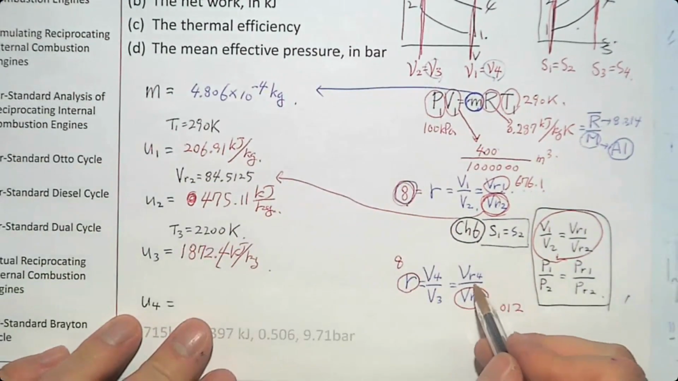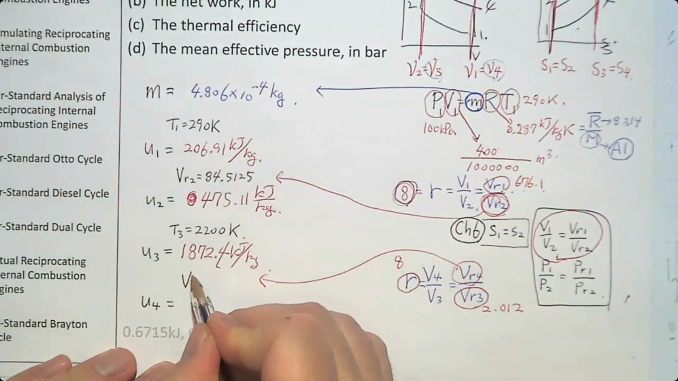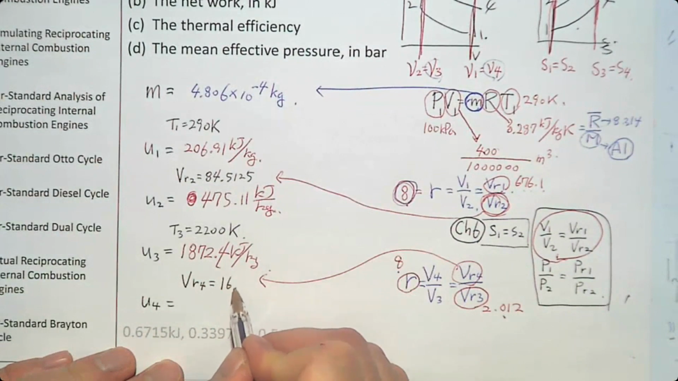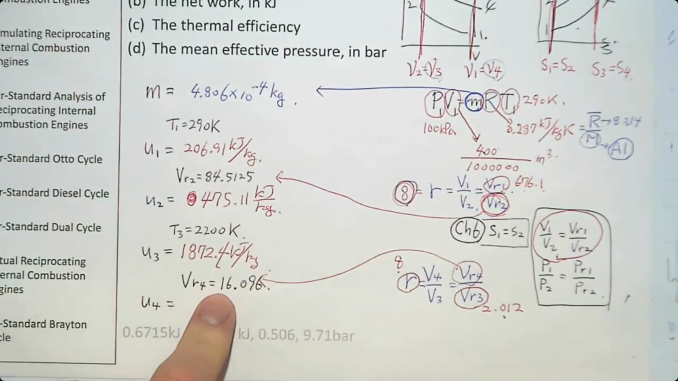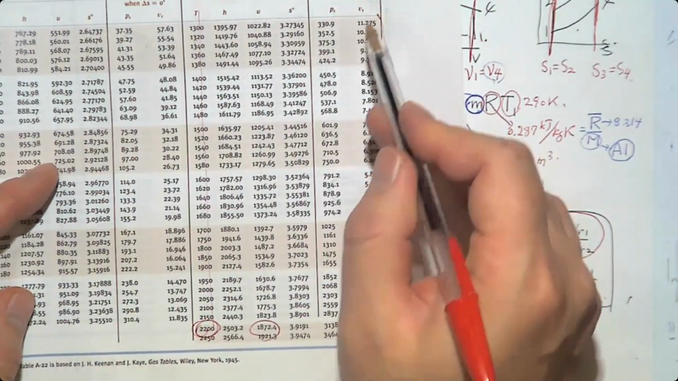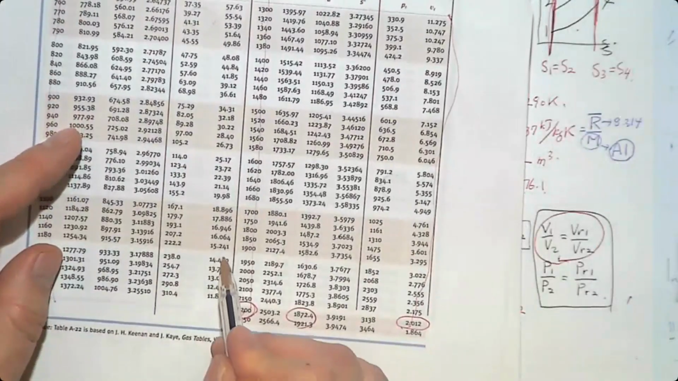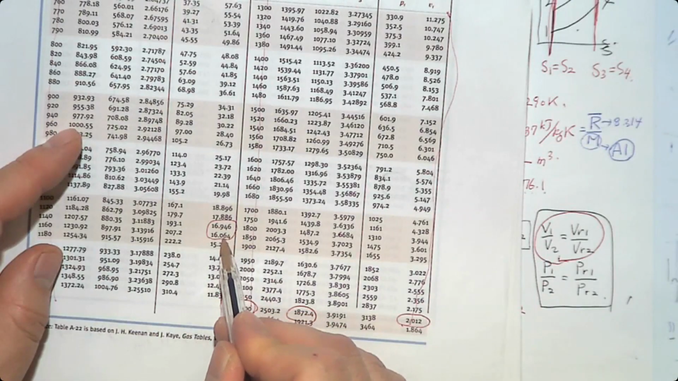Yes, you can determine VR4. This one goes here. VR4 is going to be this one multiplied by this, 16.096. Now, can you determine U4 from this VR4? Yes. Let's find 16 from this table. 16 goes up, there's no 16. 16.096 is greater than this number and less than this number, between these two.